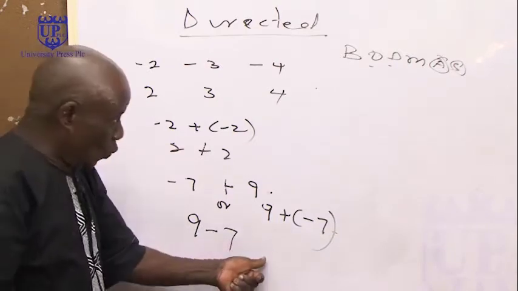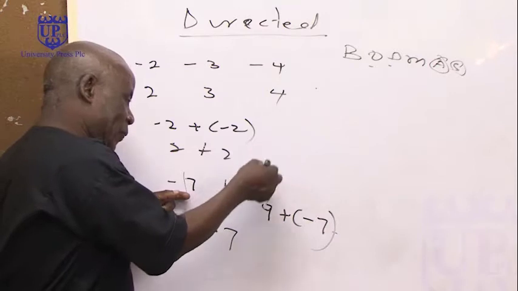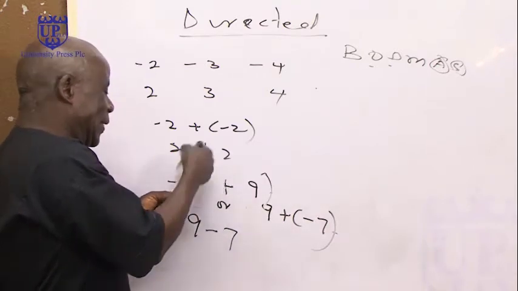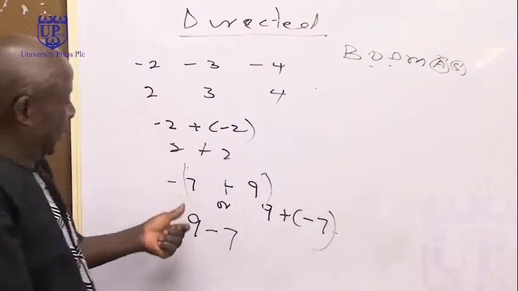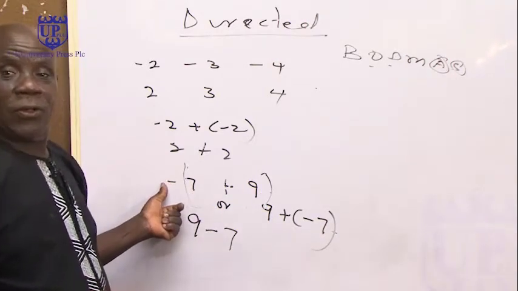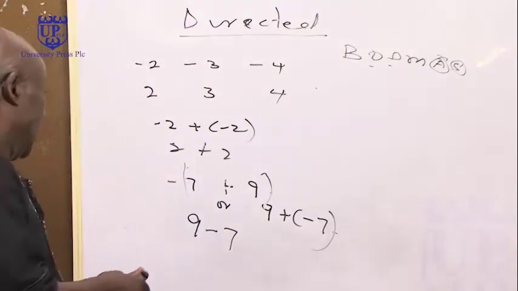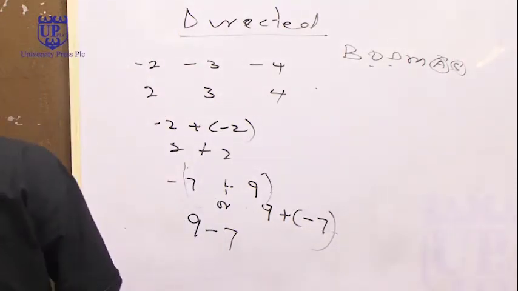This one will be 2. But if you obey that rule and you put a bracket, probably you design it or you manufacture it, 7 plus 9 will be 16. This one will give you minus 16, which is not true. Let me write it again.